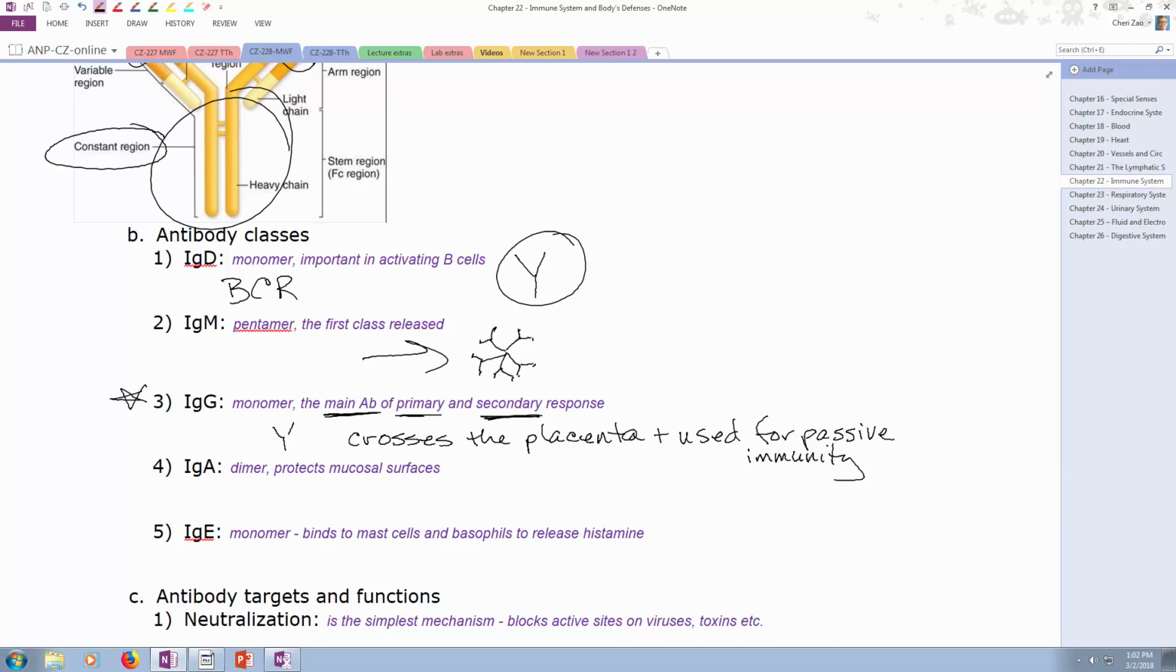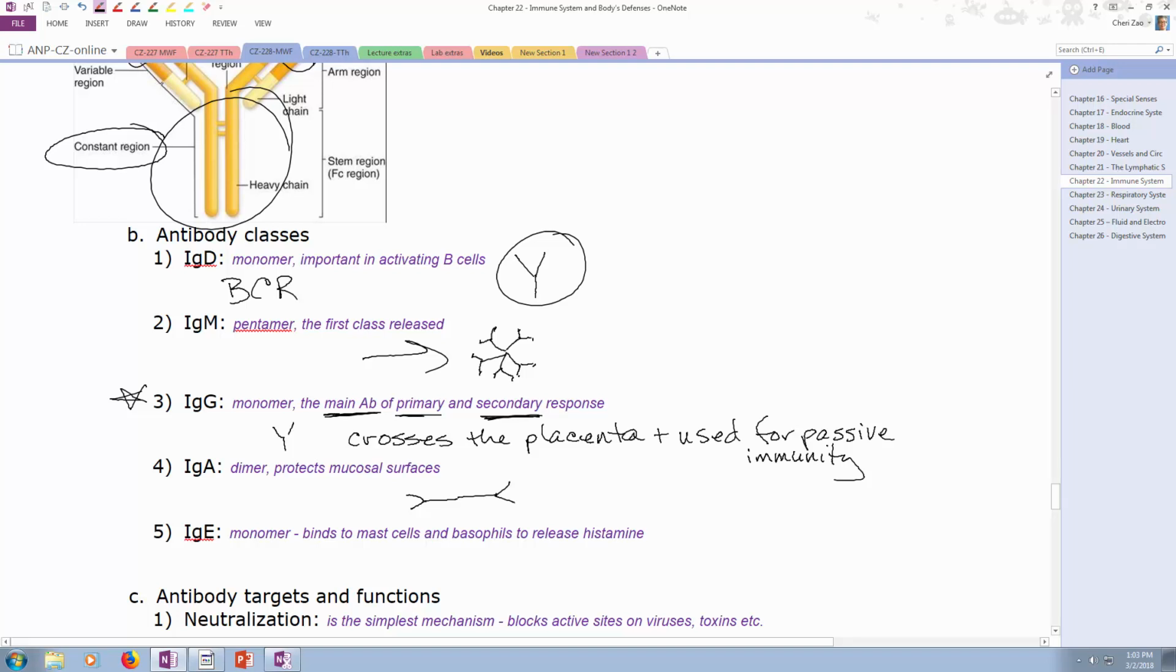So what's really nice about this guy, he has the ability to cross the placenta and therefore protect unborn children, and is also the immunoglobulin that is used for our passive immunity when we actually inject somebody with anti-venom, for example. IgA is a dimer. So we have our Ys here. And it is protecting our mucosal surfaces. So we're going to find it in our lacrimal secretions, in our saliva, along the gastrointestinal tract. That is the immunoglobulin that is associated with our mucosal surfaces.